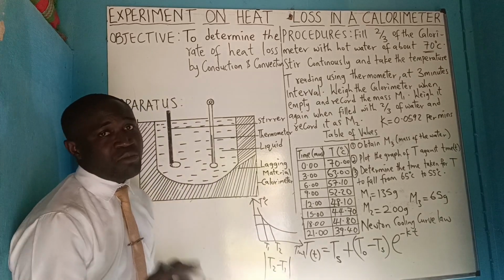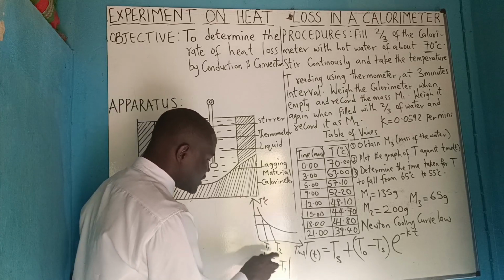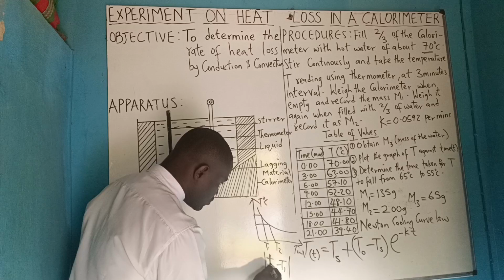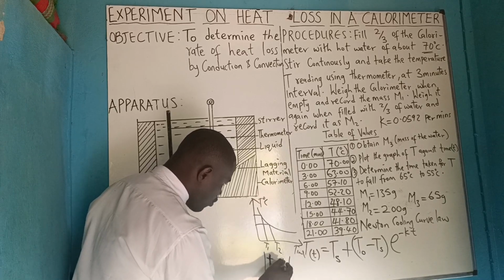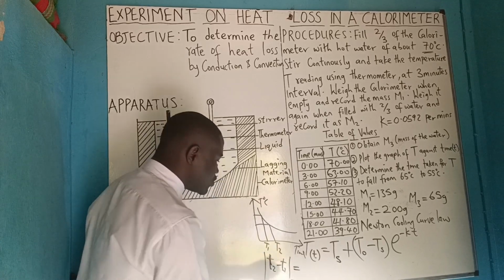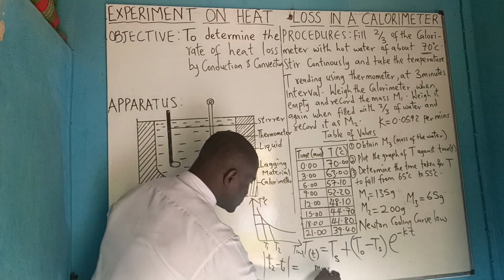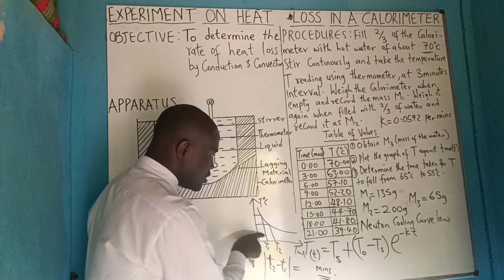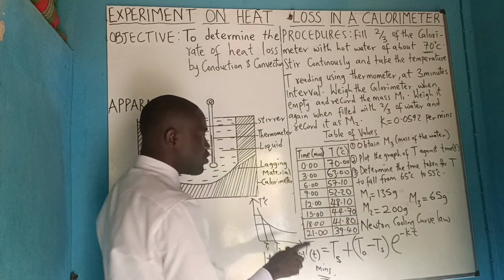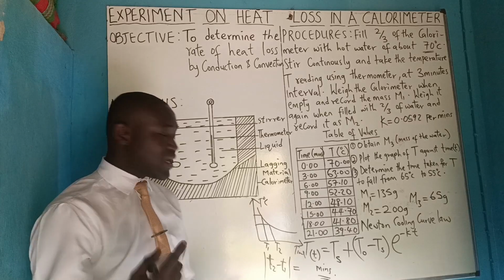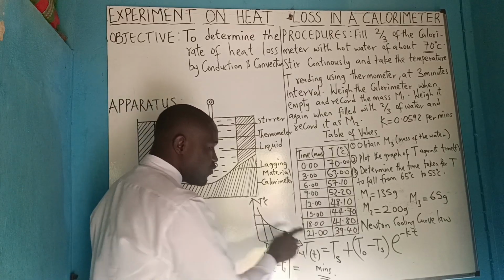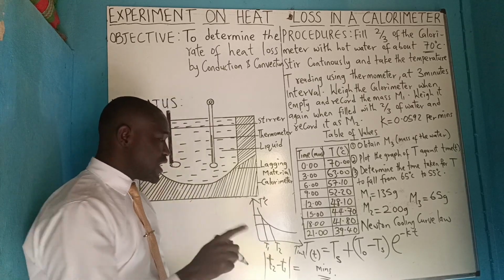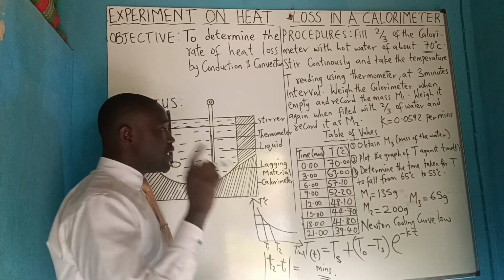Modulus means the answer must be positive. So this is in terms of time. Modulus of time 2 minus time 1. Whatever it gives you will also be in minutes. Please remember that the answer to question number 3 will be in minutes when you get it from the graph. So be careful as you do the extrapolation so that you get it correctly. It will be in minutes.